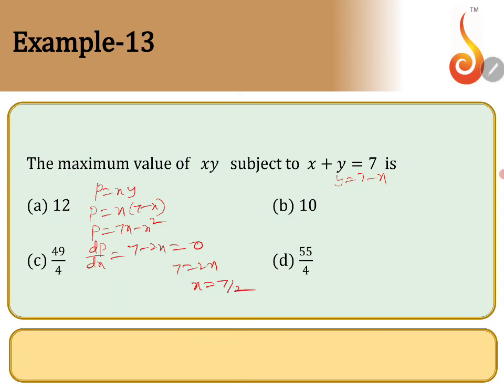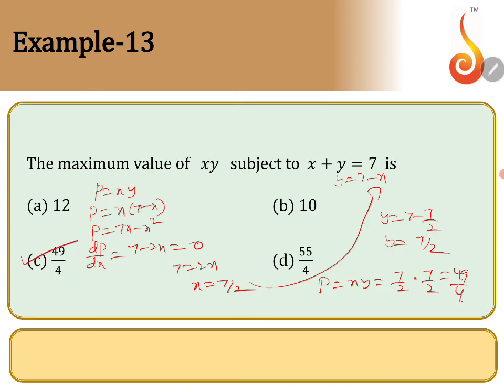He is asking what? Maximum value, okay, maximum value of xy. First of all we need to substitute x is equal to 7 by 2 here. Hence y is equal to what? 7 minus 7 by 2, 14 minus 7 by 2, that means y is equal to 7 by 2. So maximum value of xy, that means the product, is how much? X value is how much? 7 by 2. Y value is how much? 7 by 2. So therefore 49 by 4 is the maximum value.